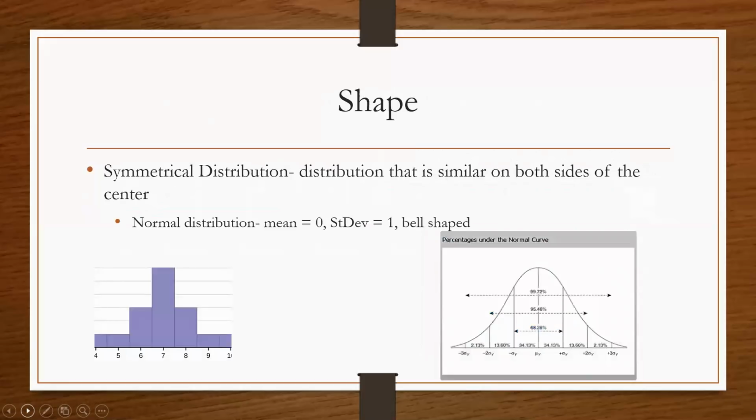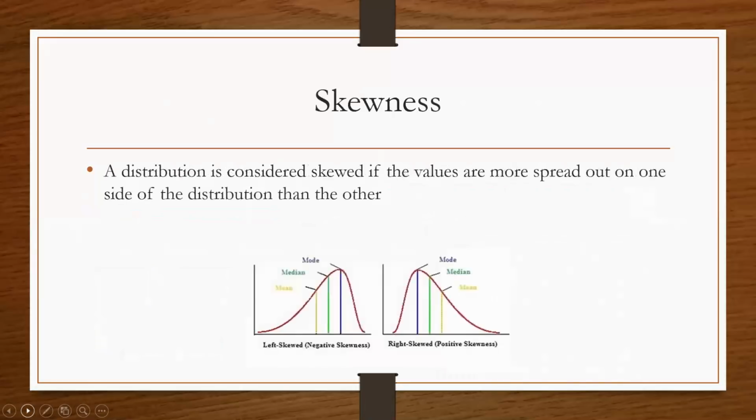All right, so going into shape. A symmetrical distribution is the same on both sides. A subset of that is the normal distribution that we'll be talking a lot more about later. It's mean equals 0, standard deviation equals 1. It's the bell shape that a lot of stuff is based off of. Fun times.